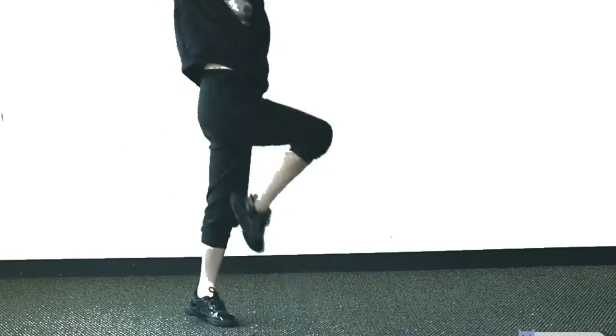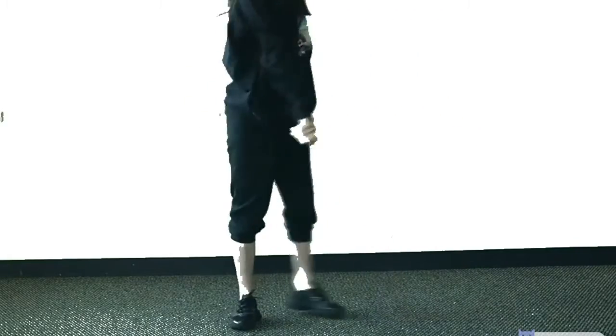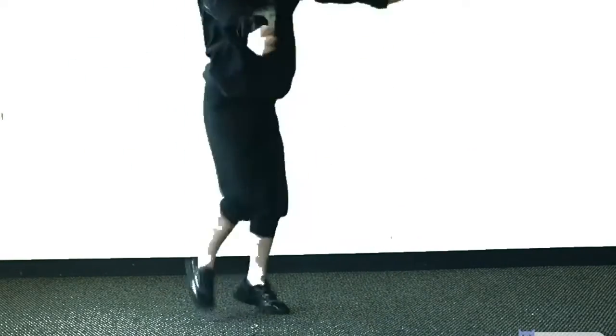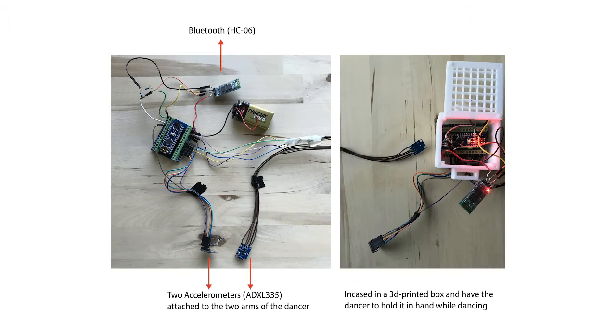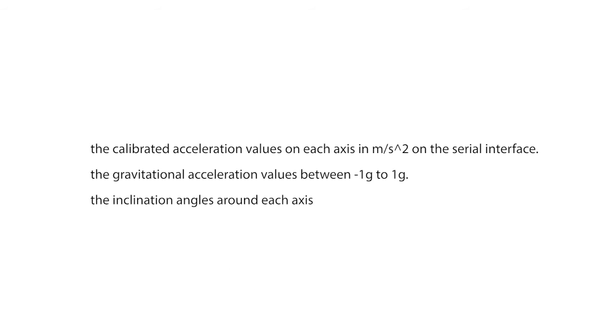I worked with a friend who dances Chinese folk dance. She prepares a 20-second dance and moves in repetition. I attach 2 accelerometer sensors, one to each of her arms, and have her hold the microcontroller in one hand, which communicates to the computer wirelessly through Bluetooth. 3 types of data are acquired.